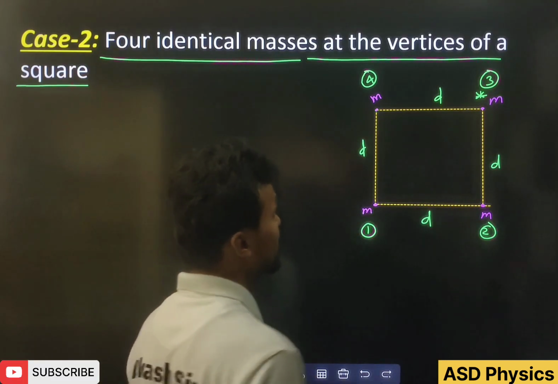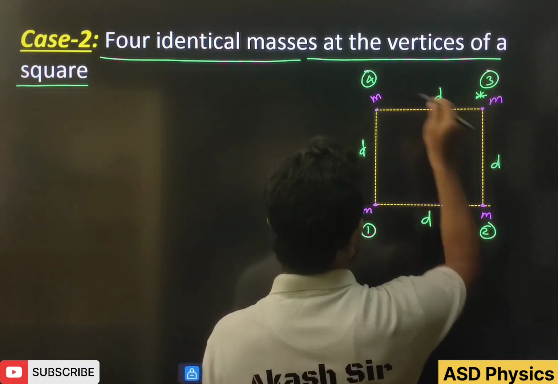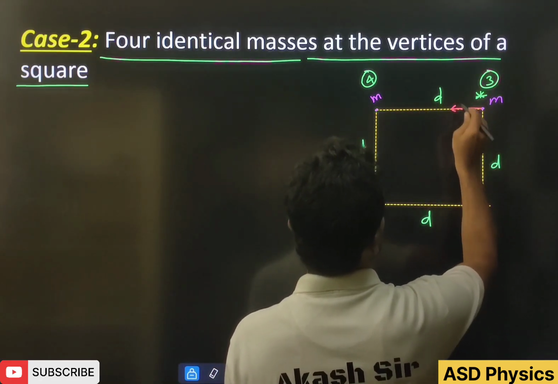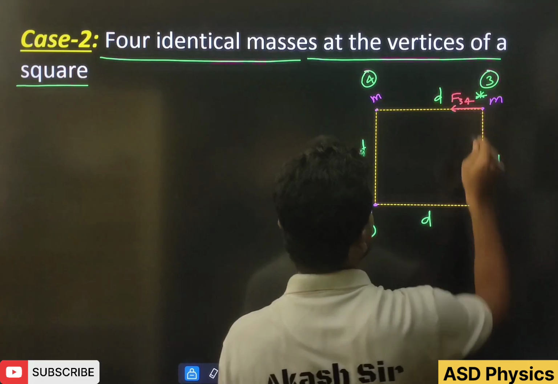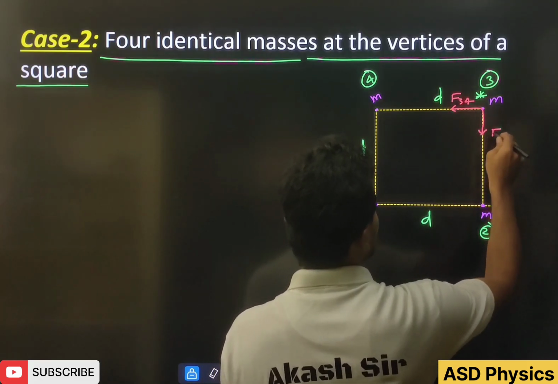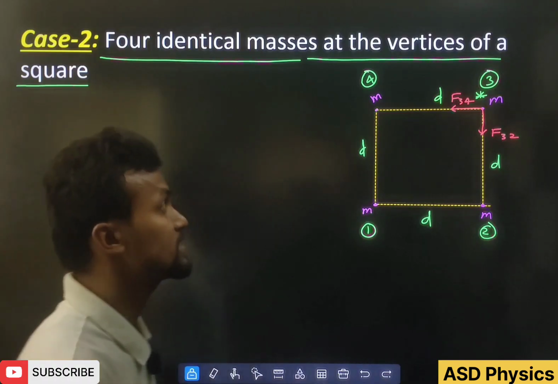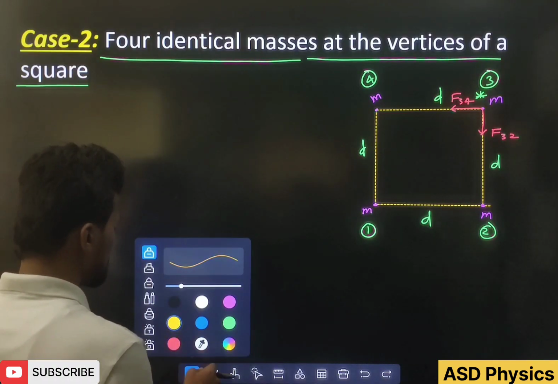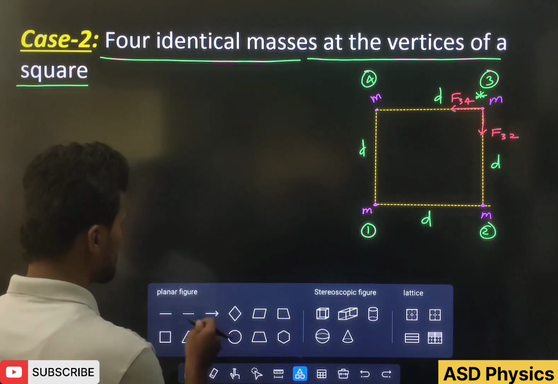3 forces. Let's take 3 due to 4. This will be in this direction, and I can write here F34. 3 due to the presence of 2 will be in this direction. We can write here F32. And one more force it will experience. That force will be along the diagonal.